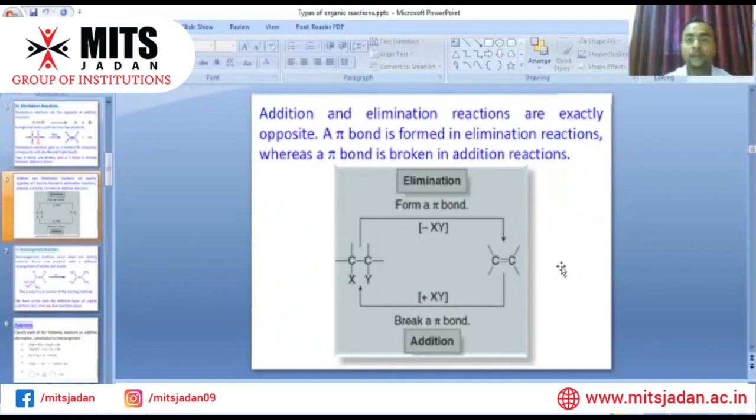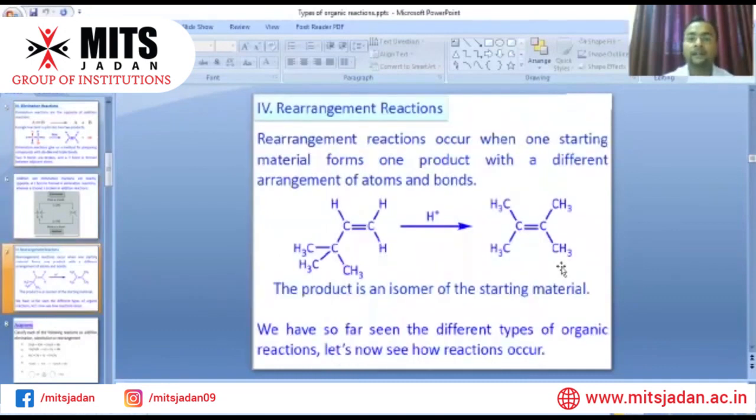Now come to the rearrangement reactions. Rearrangement reactions occur when one starting material forms one product with a different arrangement of atoms and bonds. So here you can see in this example, in acidic medium, this compound rearranges and the isomeric product of the starting material is formed. This is the substituted alkene, and in this type of reaction, we can see that reactions happen by different mechanisms.